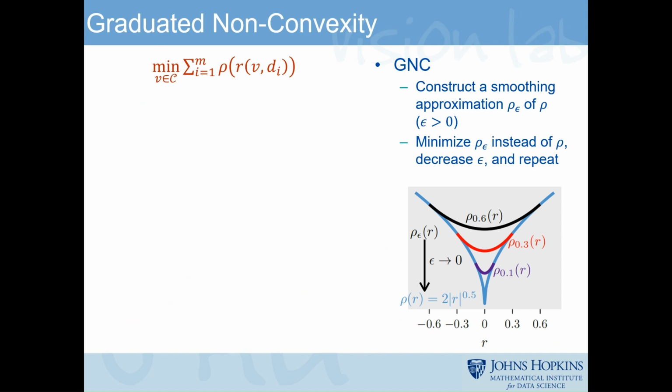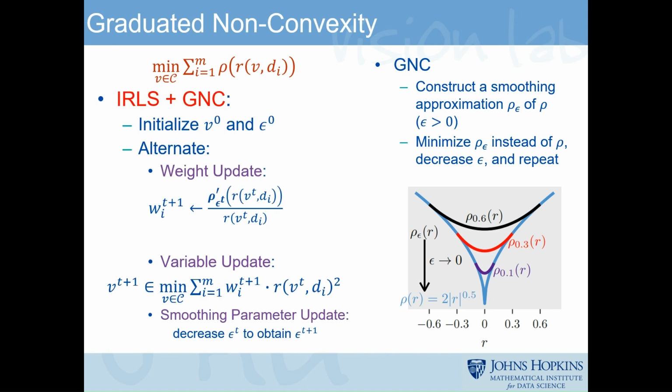To address the non-smoothness, we consider the graduated non-convexity framework. This is to construct some smoothing surrogate rho epsilon of your original loss rho. The idea is that rho epsilon is constructed such that as epsilon goes to zero, you get the original loss. Therefore, we can minimize rho epsilon instead of rho, and then we decrease epsilon, and then we repeat.